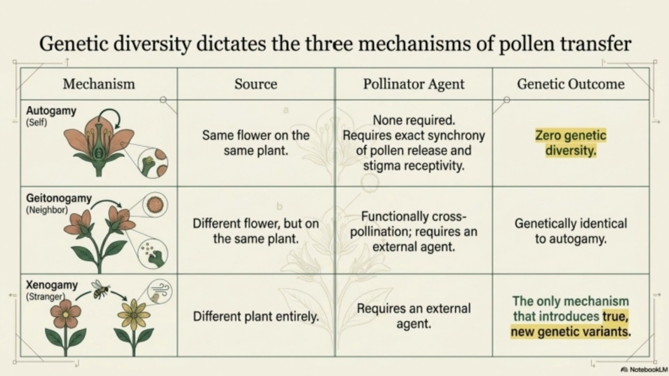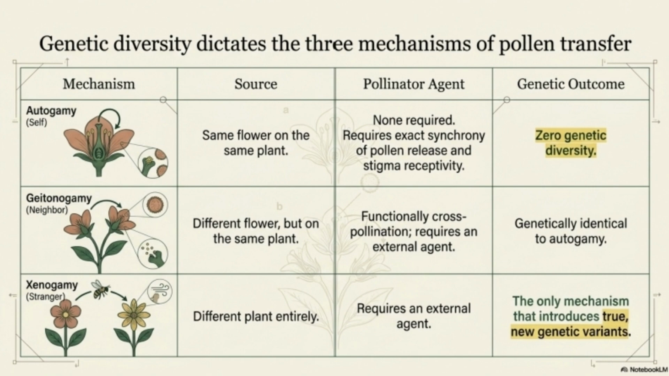Depending on where the pollen comes from, nature uses 3 distinct transfer mechanisms. First is autogamy, or true self-pollination, where pollen lands on the stigma of the exact same flower. This requires perfect synchronization in timing and results in 0 genetic diversity. Second is geitonogamy, where pollen moves to a different flower, but on the same plant. While it functionally looks like cross-pollination, because it requires an external agent like wind or an insect, it is genetically identical to autogamy. Third is xenogamy, true cross-pollination, where pollen travels to an entirely different plant. This is the only mechanism that introduces fresh, new genetic variants into the species.